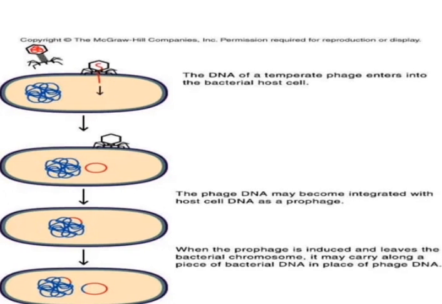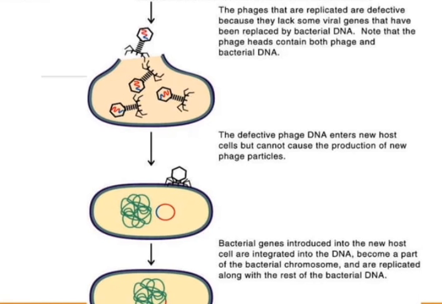The DNA of the temperate phage enters the bacterial host cell. The phage DNA may become integrated with the host cell DNA as a prophage. When the prophage is induced and leaves the bacterial chromosome, it may carry along a piece of the bacterial DNA in place of the phage DNA. The phages that are replicated are defective because they lack some viral genes that have been replaced by bacterial DNA. Note that the phage head contains both the phage and the bacterial DNA.